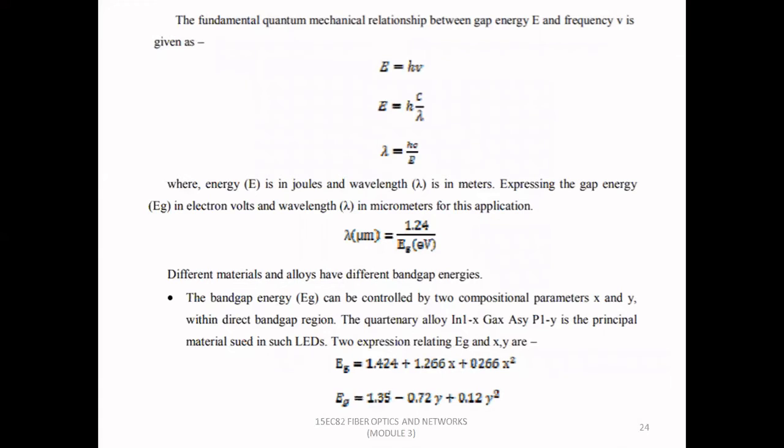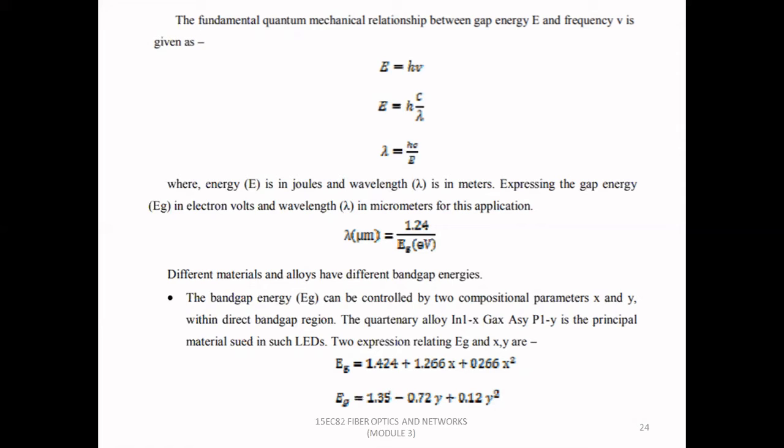The fundamental quantum mechanical relationship between gap energy E and frequency v is given as E equal to h into v, E equal to h into c by lambda, or lambda equal to h into c by E, where E is energy in joules and lambda is wavelength in meters. Expressing the gap energy, that is Eg, in electron volts and lambda in micrometers for this application, lambda in micrometers is equal to 1.24 by Eg in electron volts. Different materials and alloys have different band gap energies.